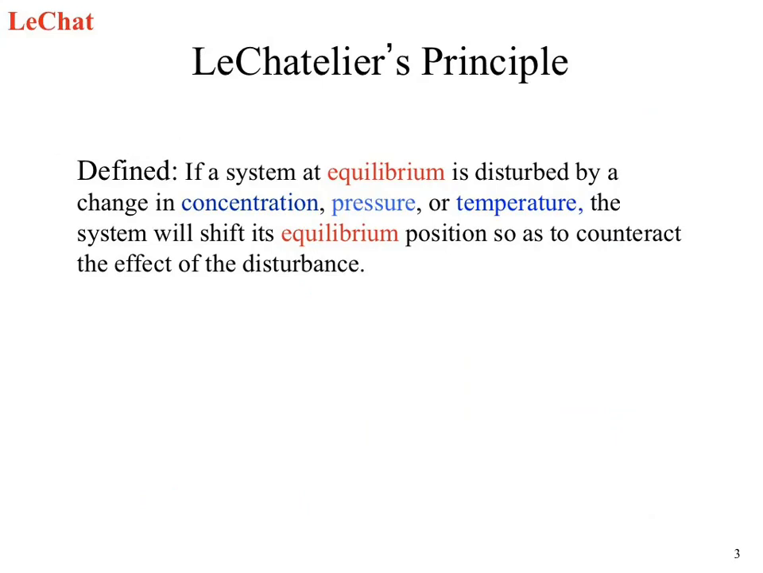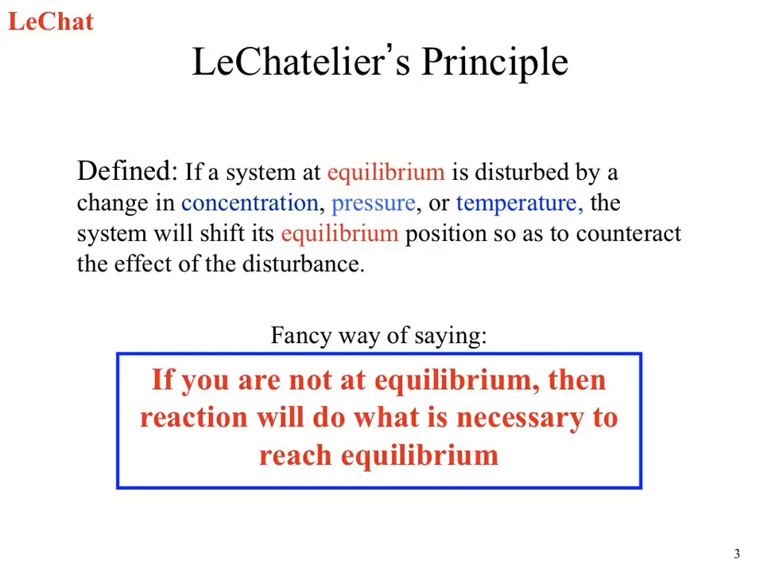Okay? So these three things, we'll look at various derivations on how they come into play and what effects they end up doing. Okay? Kind of summarized a little bit neater, in my opinion, would be if you're not at equilibrium, then it's going to get to equilibrium. Okay? The reaction will do whatever it needs to do to reach equilibrium.